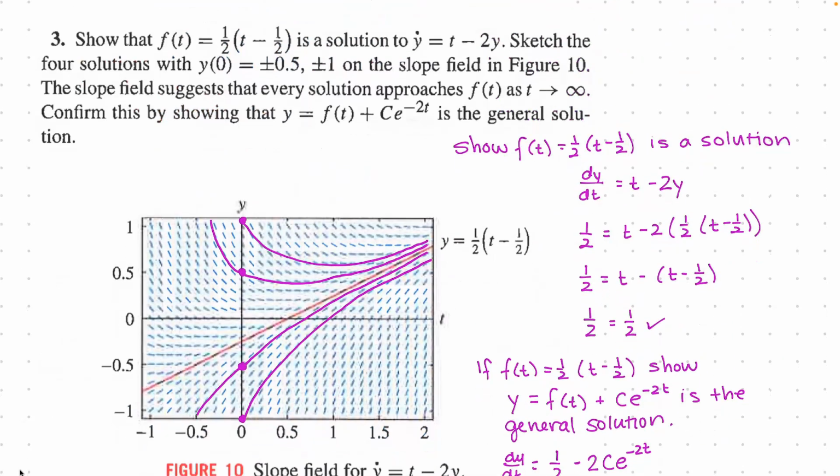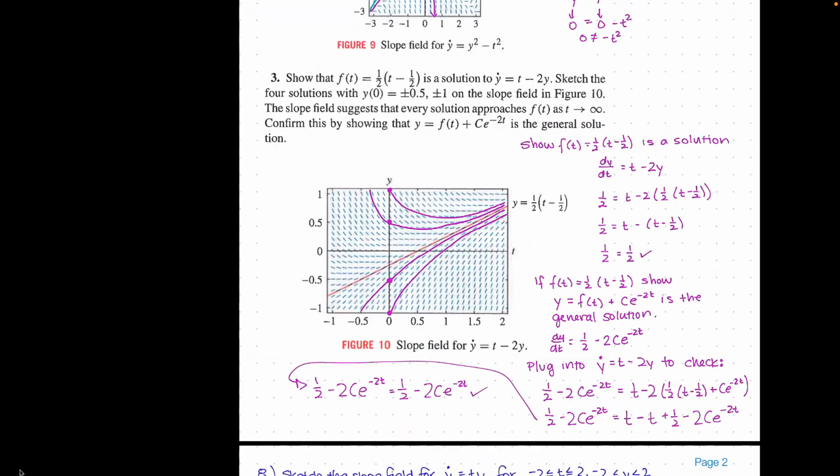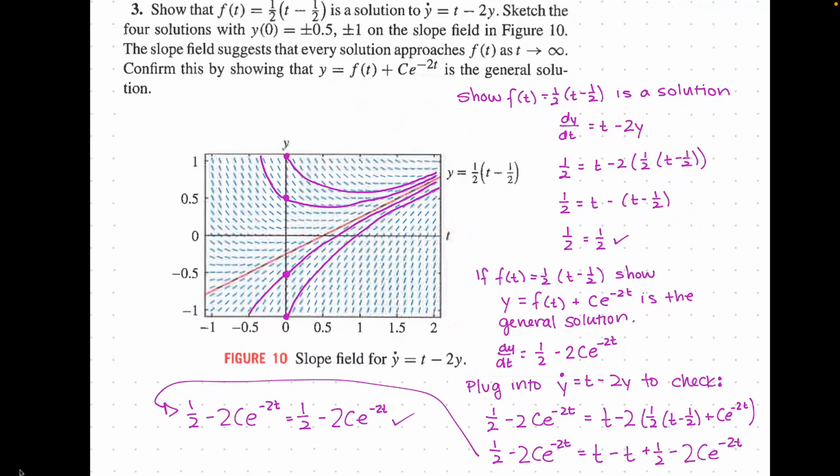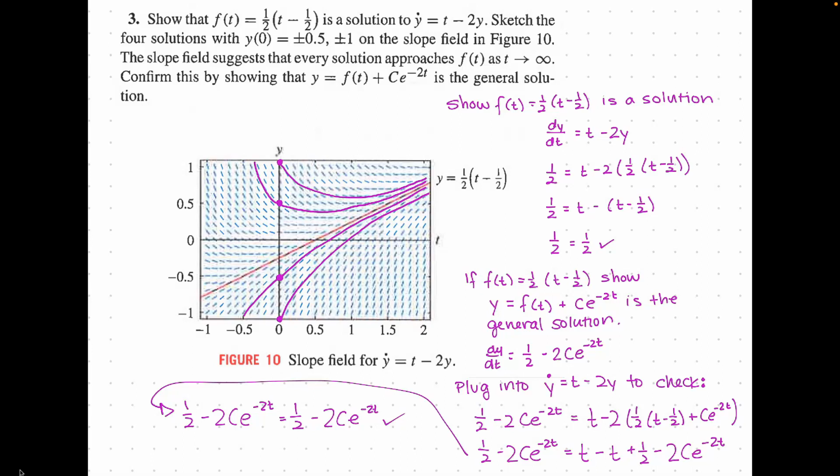Number 3, was there a particular part? The second part, confirming by showing that y is actually a solution. Let me look at my work and figure out where I did that. I have to remember what the problem says. Show that f of t is a solution to that. Sketch 4 solutions. The slope will confirm this by showing. So where did I actually do that? Oh, down there. Okay. Finally found it in my work.